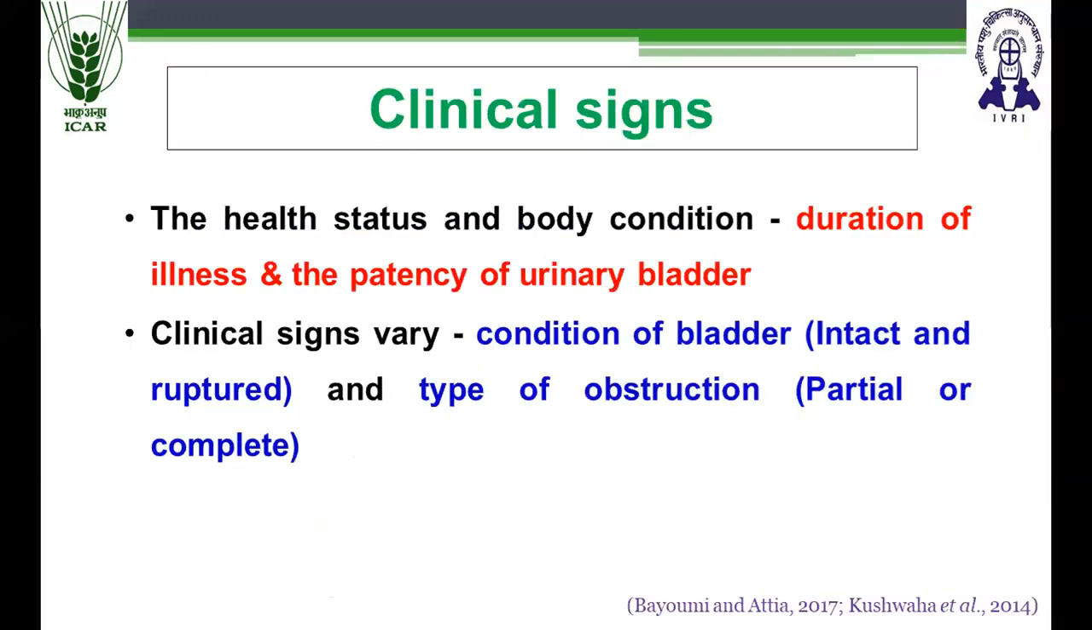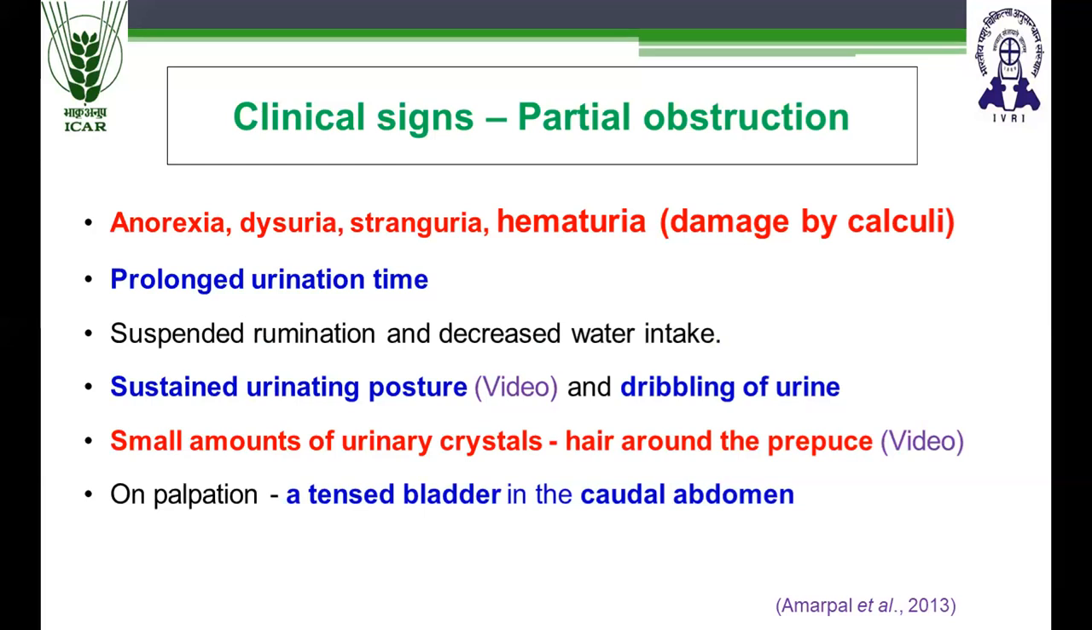So, moving on to the clinical signs. The health status and body condition of the animal depend on the duration of illness and the patency of the urinary bladder. Clinical signs can vary depending on the condition of the bladder, whether it is intact or ruptured, and the type of obstruction, whether partial or complete. Clinical signs will be very different in partial and complete obstruction. So in partial obstruction, what are the clinical signs? The animal will be anorectic, with dysuria, difficulty in urination, straining in urination, and hematuria.